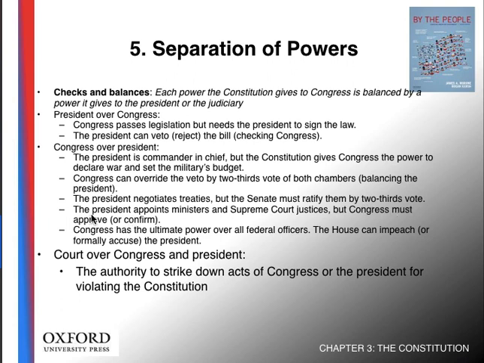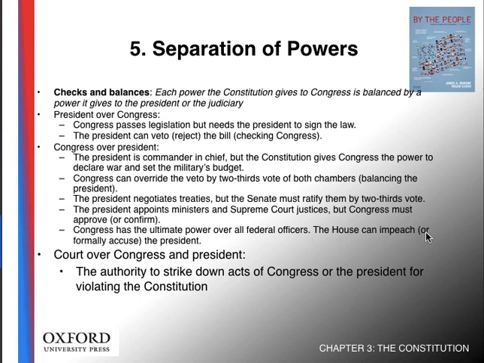Anything over 51% is a supermajority. So a lot of these challenges, the framers decided on supermajorities. The president appoints ministers and the Supreme Court justices, but Congress must approve them. Congress has the ultimate power over the federal officers.